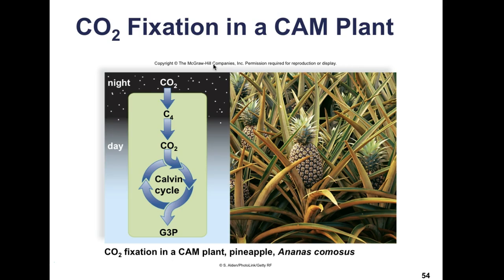We do see these. This is common of our bromeliads, and also in our desert plants. Bromeliads are the pineapple family. Basically at night, carbon fixation does occur. And then during the day, when you have light energy to drive the light-dependent reactions to make ATP and NADPH, that's when the CO2 comes into the Calvin cycle to make our G3P molecule.